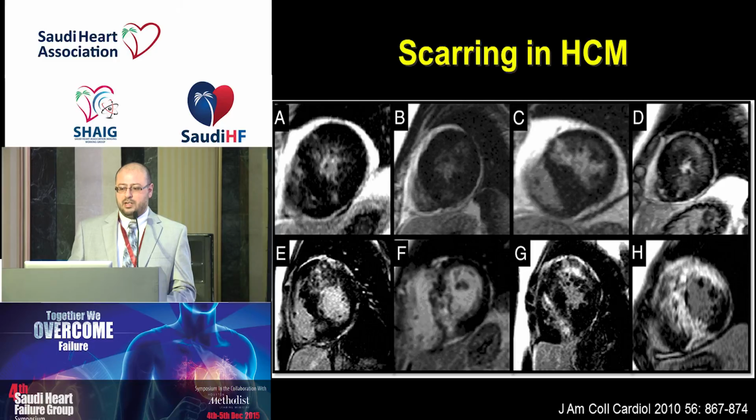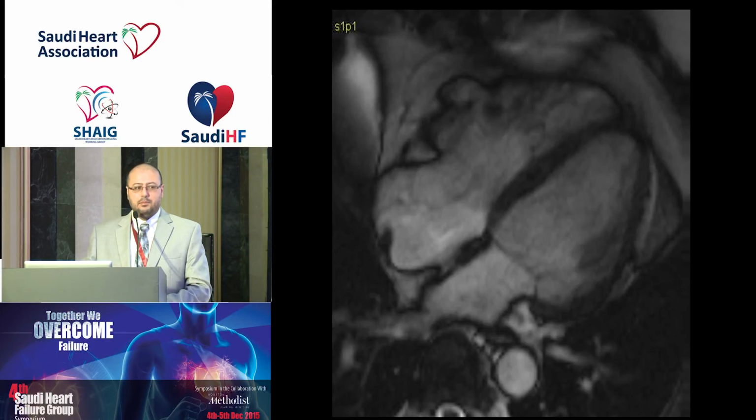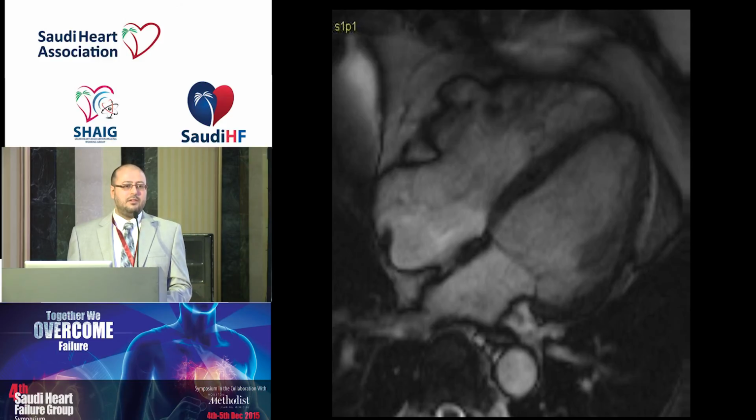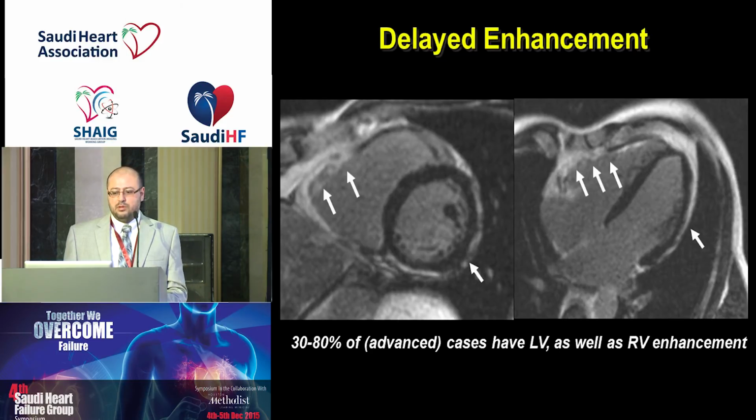This is hypertrophic cardiomyopathy with significant delayed enhancement at the RV insertion point, and you can see the diffuse scarring that you see with hypertrophic cardiomyopathy. Not every hypertrophic cardiomyopathy patient will have delayed enhancement, but some will. And this is an ARVD case with significant aneurysms.